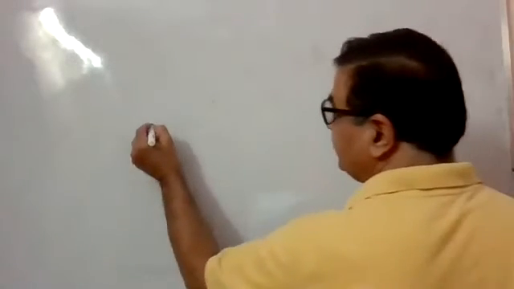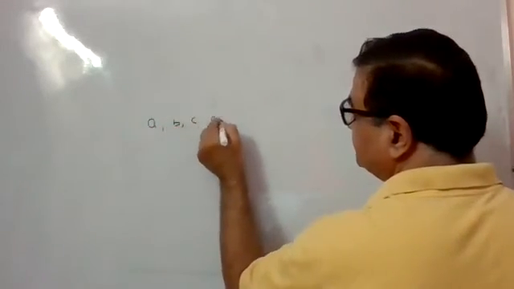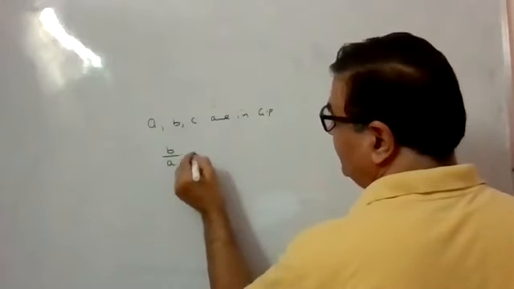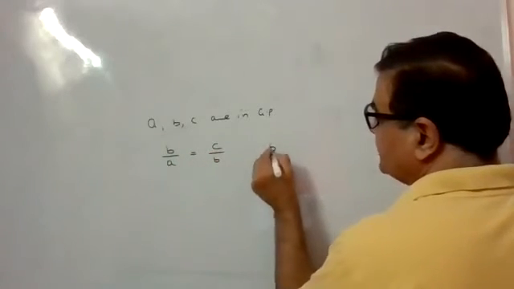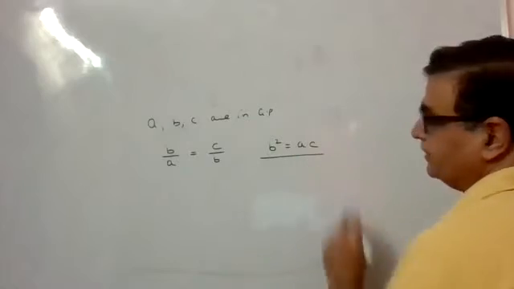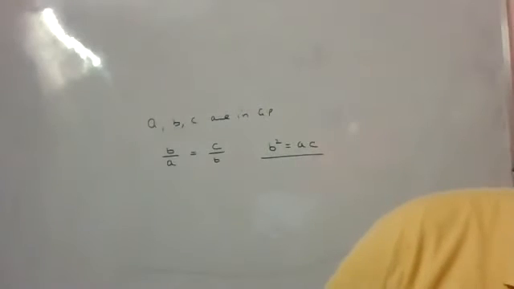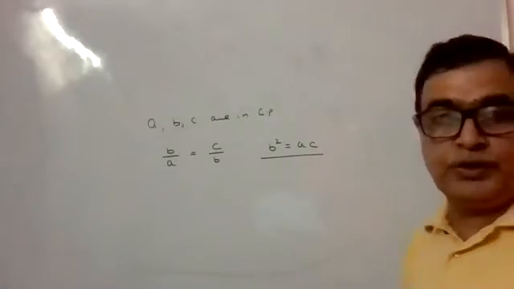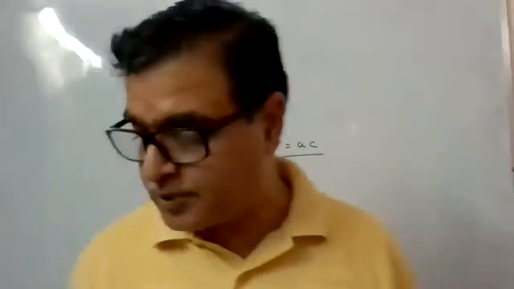The last property of GP which we have done was that if A, B, C are in GP, then B by A will be C by B, or I should say B square is equal to AC. This was the property last we have done. Next property, write down please.